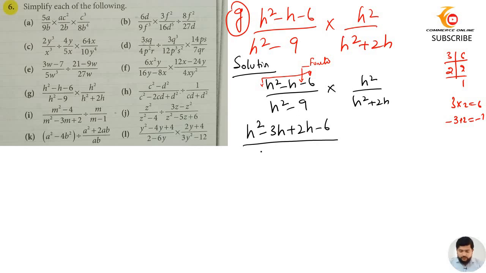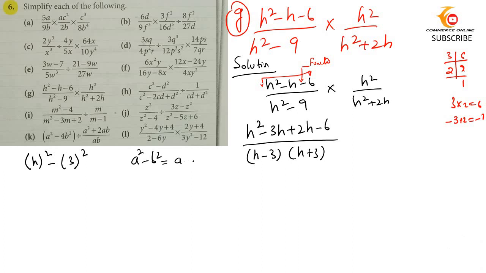divided by h square minus 9, which can be written as h minus 3, h plus 3. Why? Because h square minus 3 square can be written using the formula a square minus b square, which equals a minus b times a plus b. So h minus 3 and h plus 3, the result is acquired based on that formula. So that will be h minus 3, h plus 3.